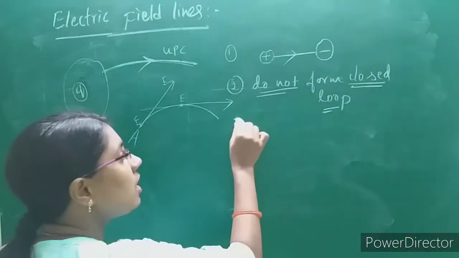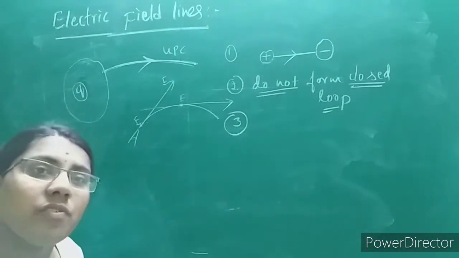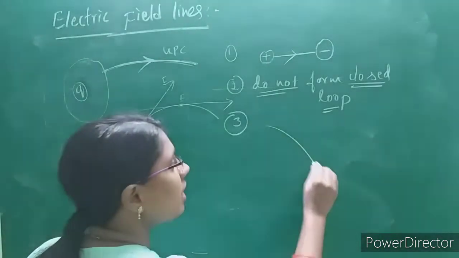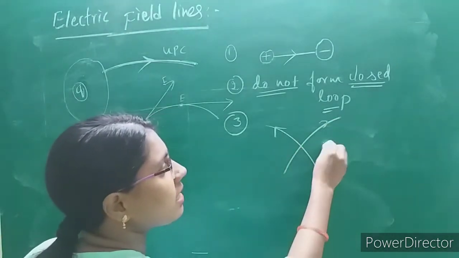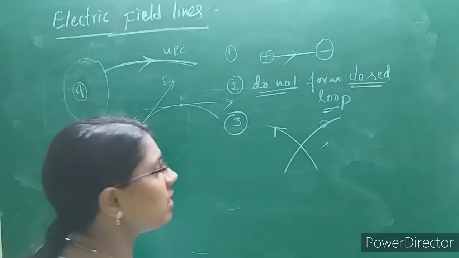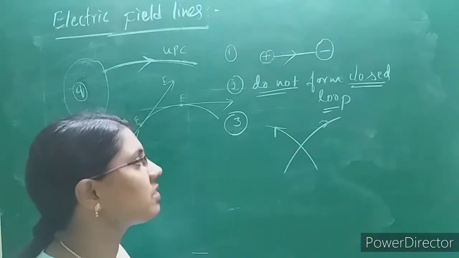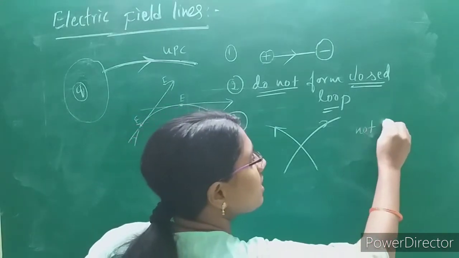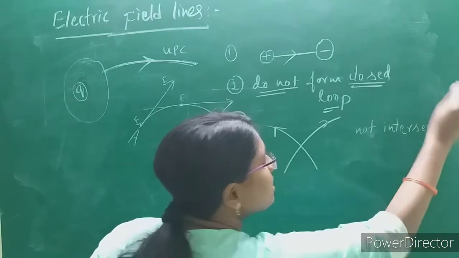And the third property is that two field lines never intersect each other. That means if we consider any two electric field lines, they do not intersect like this. It's not possible. The electric field lines do not cross each other. Why do they not intersect? Suppose they intersect, what happens?